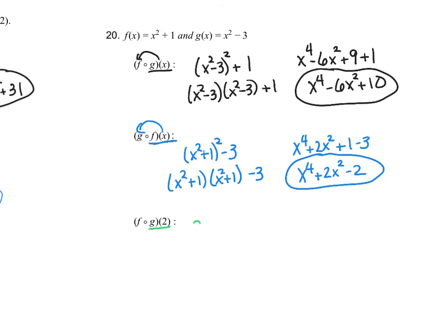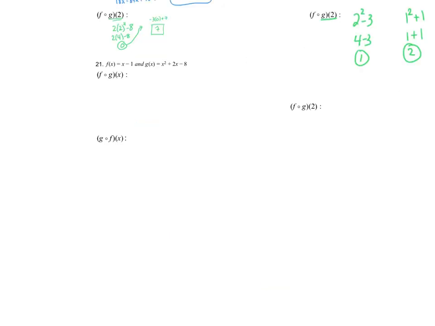Last one of these is we're going to go ahead and plug 2 into the g of x equation. So 2 squared minus 3, that's 4 minus 3, which is 1. Now I'm going to plug 1 into the f of x equation. So 1 squared plus 1 is 1 plus 1, which is 2. All right, last one, we're going to do g of x into f of x. So we have x squared plus 2x minus 8 minus 1. So that's x squared plus 2x minus 9.